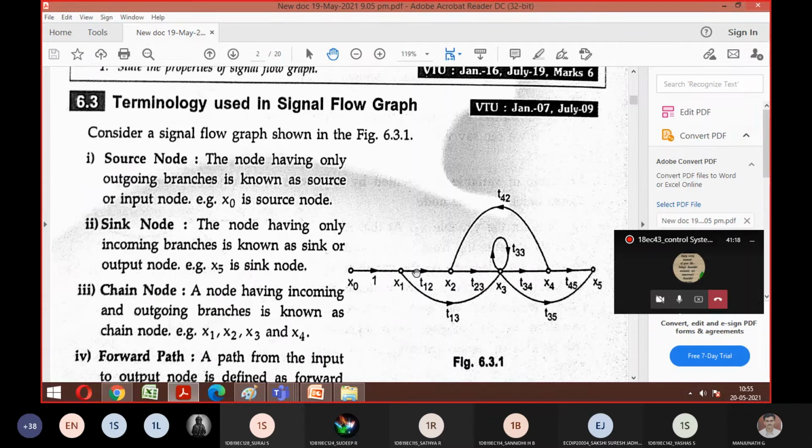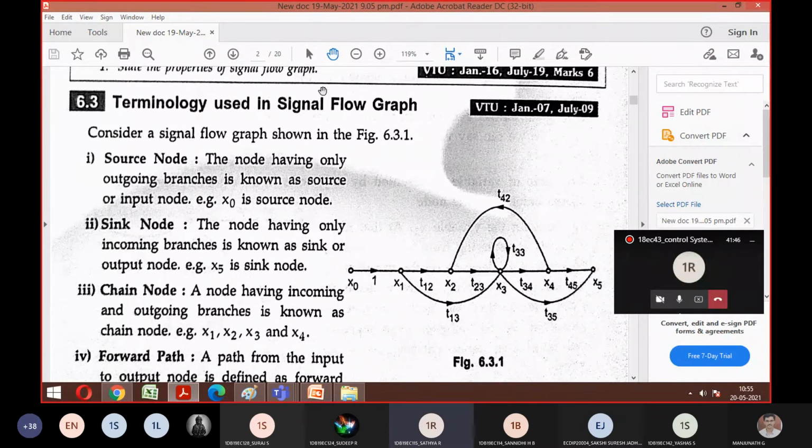Come to X2. X2 also has one incoming, one outgoing. So I can treat X2 also as my chain node. Coming to X3, incoming is there, outgoing is there, again incoming is there. So you can take X3 also. Similarly X4, incoming is there, outgoing is there, outgoing is there. So I hope you got an idea, everyone. Is it okay? Yes, okay sir.